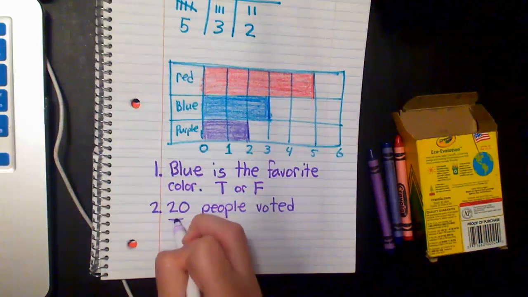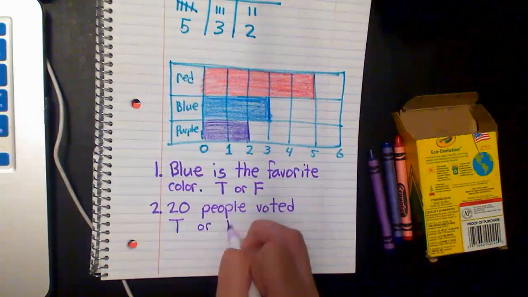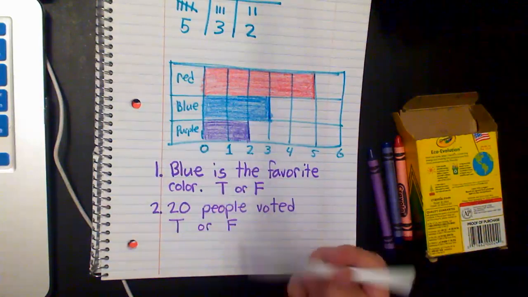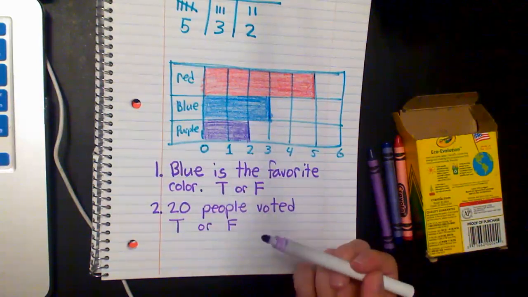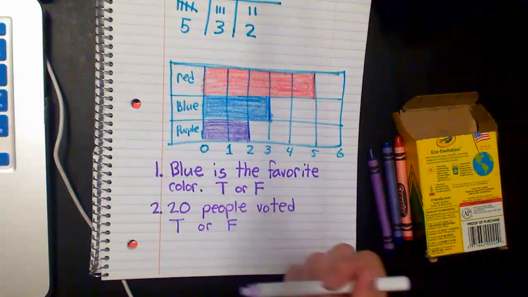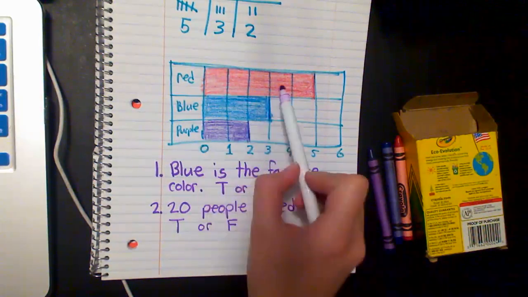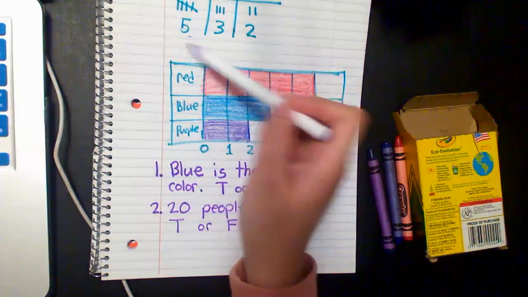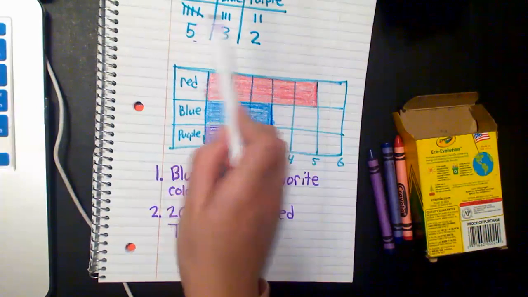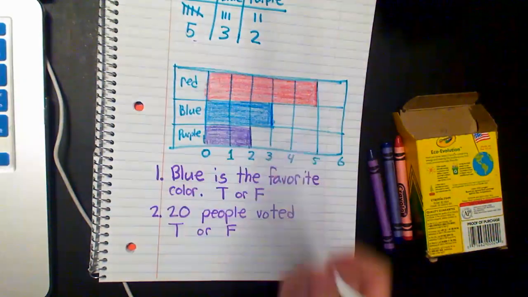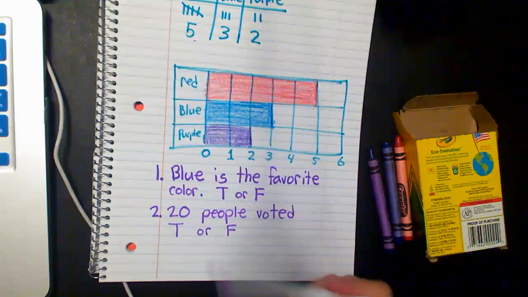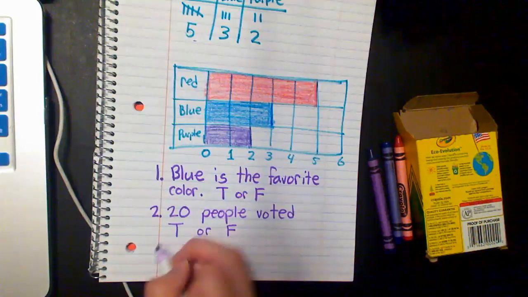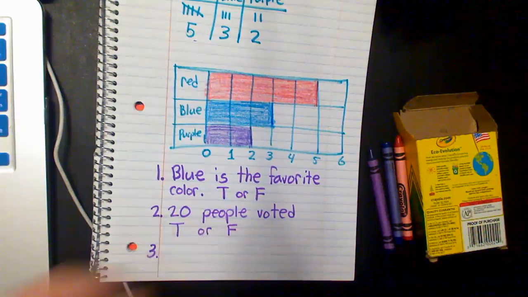And you're either going to circle true or false. So yes, 20 people voted for their favorite color, or false, no, 20 people did not vote for their favorite color. And the only way to figure that out is you need to count every single one of these boxes, or you can add all these numbers together, or you can add all the tally marks together, put them all together to get your answer and see if 20 people did vote or if 20 people did not vote. Okay, and there's going to be one more question.